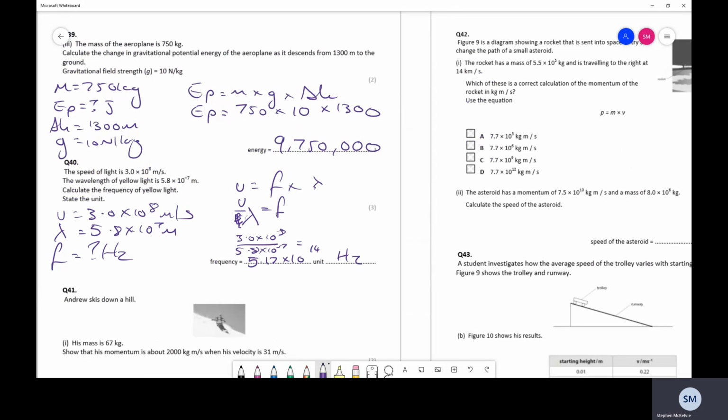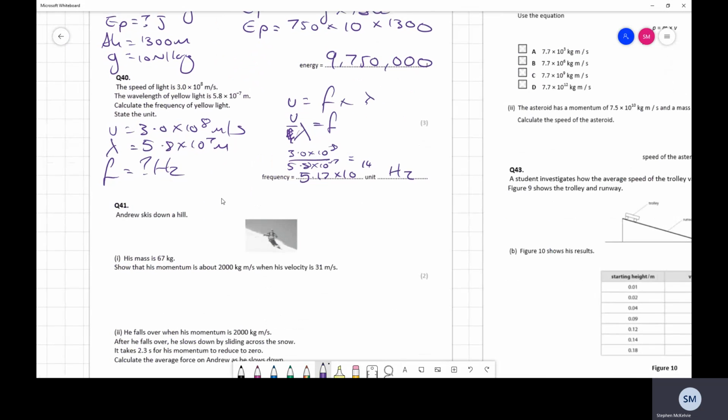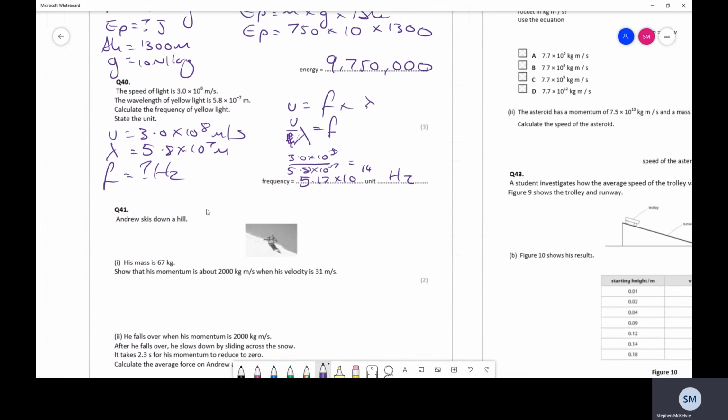I'd tell a joke about frequency, but I tell it so often, and you'll laugh so much that it hurts. Ha ha ha. Andrew skis down a hill again. Andrew is one for the skiing, isn't he? He loves himself a bit of skiing.